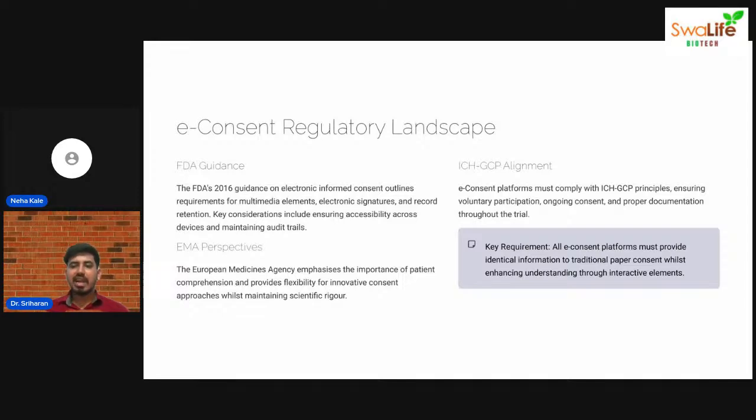And interactive elements. Interactive elements are nothing but text, video, and animation, which the FDA has also allowed for people who have difficulty understanding the language, like illiterate persons. Likewise, the FDA, EMA, and ICH also allow this kind of interactive tool for understanding what the informed consent form is.